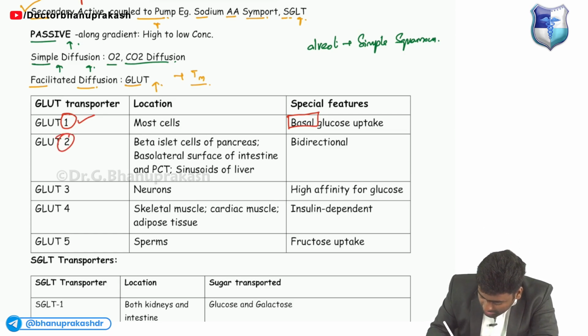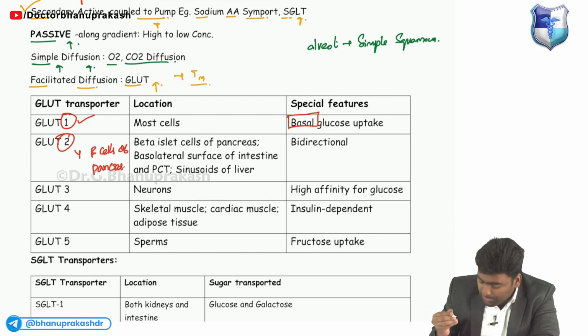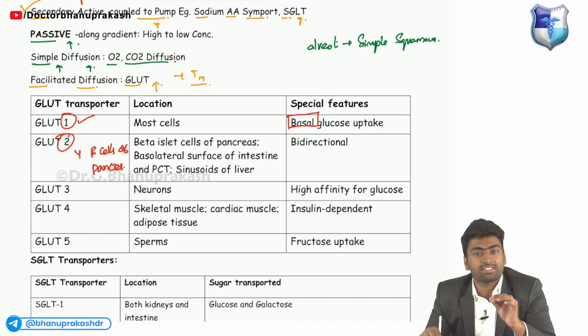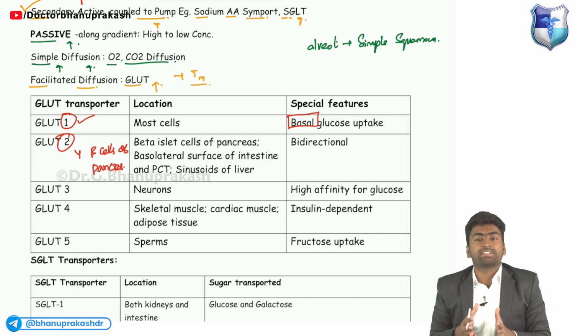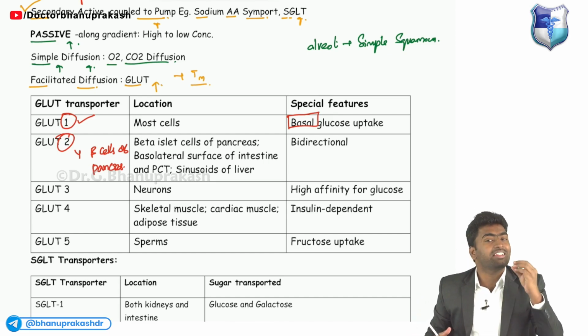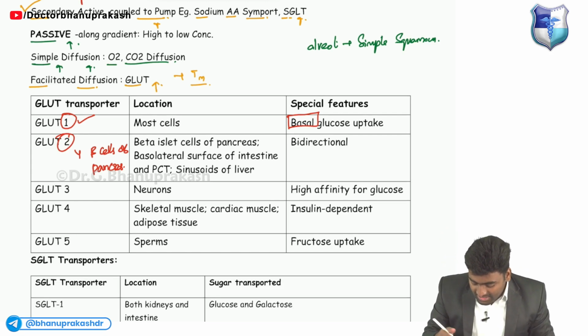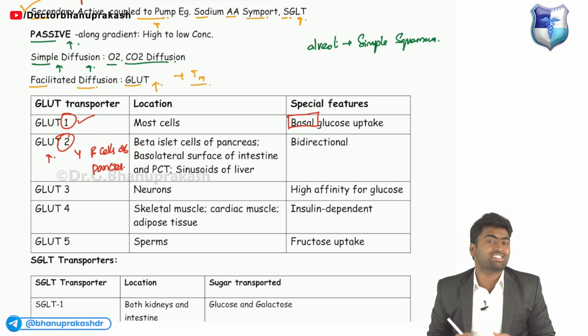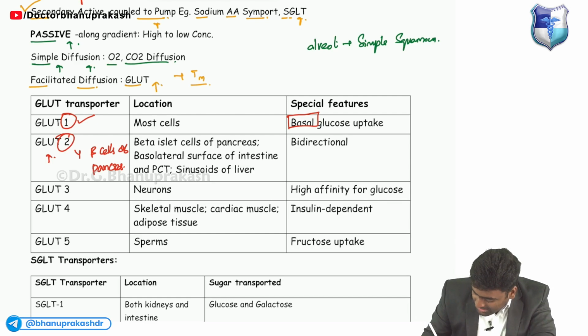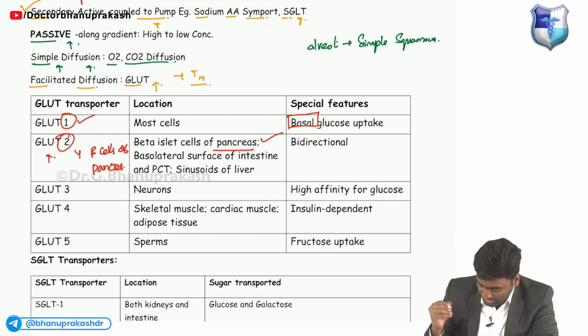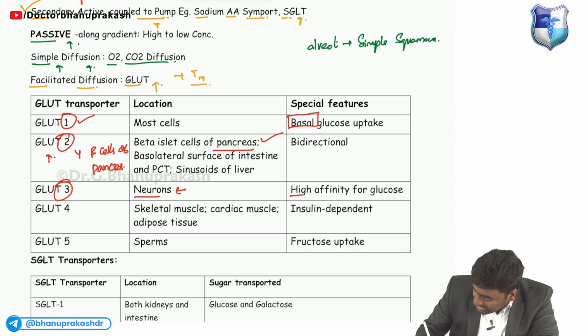Whereas in GLUT 2, remember that is 2. There is a second alphabet. It is the beta cells of pancreas. So it is the beta cells of the pancreas which has this GLUT 2. We know when there is increased glucose, the insulin will be released, and the increased glucose will be sensed by these GLUT 2 channels, and this causes the release of insulin, and these are present in this pancreas beta cell. Okay, and next one, it is the GLUT 3, which is in the neurons, which has the highest affinity.